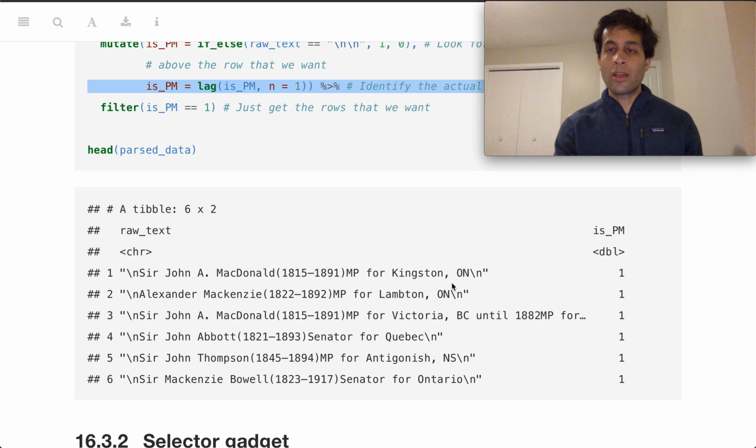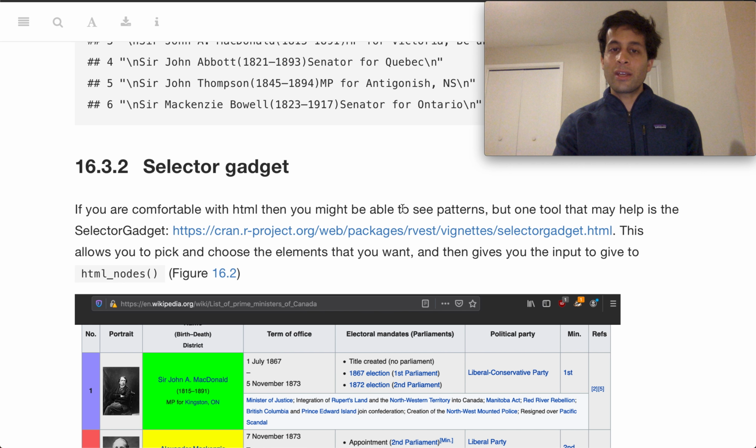But I know, of course, sometimes it's difficult to find which combination of nodes is going to get you exactly to the information that you want. And so there is an easier way, and that is with the selector gadget. I'd encourage you to go and have a look at the vignette for the selector gadget.